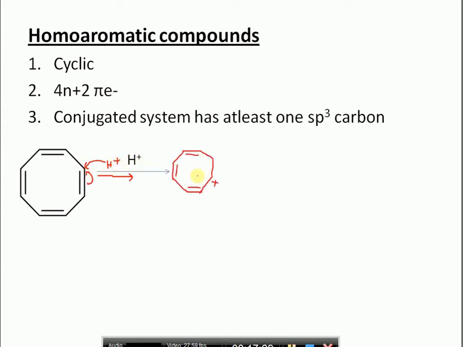So it has 6 pi electrons and this carbon is sp2 hybridized. So delocalization is possible for it, but this carbon is sp3 hybridized. So this is a proper conjugated system and has one sp3 hybridized carbon in between. We may also write it like this, because the sp3 hybridized carbon is not in the plane, it is above the plane. So it is the proper structure of this molecule. These types of compounds are known as homoaromatic compounds.